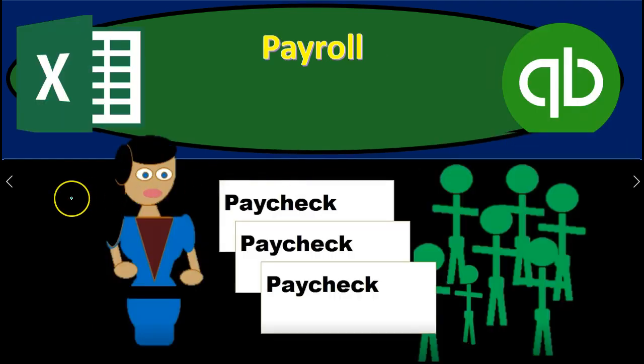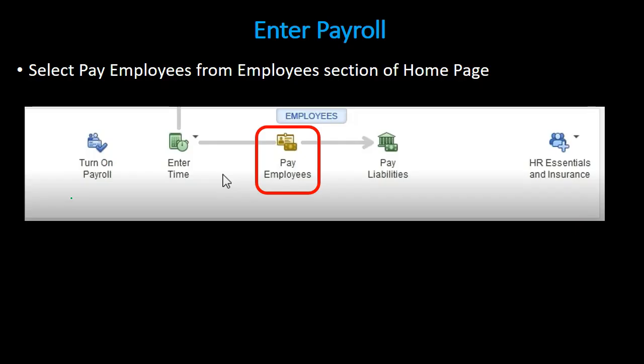We will first take a quick look at QuickBooks and then jump over to Excel to enter this data within Excel. We will be processing payroll for the second month here. In order to do that, we're just looking at a snapshot of the QuickBooks homepage. We would be selecting the Pay Employees.